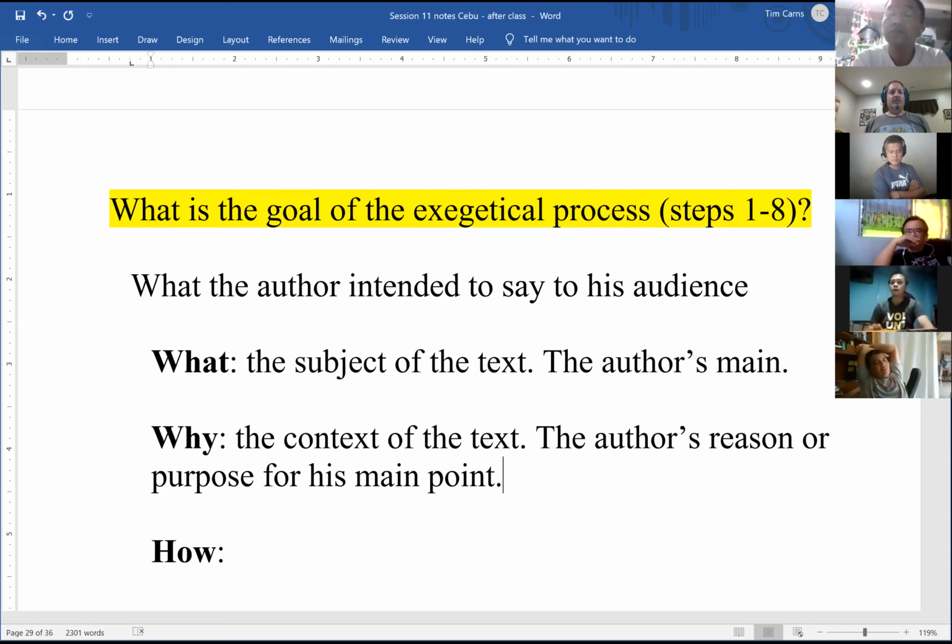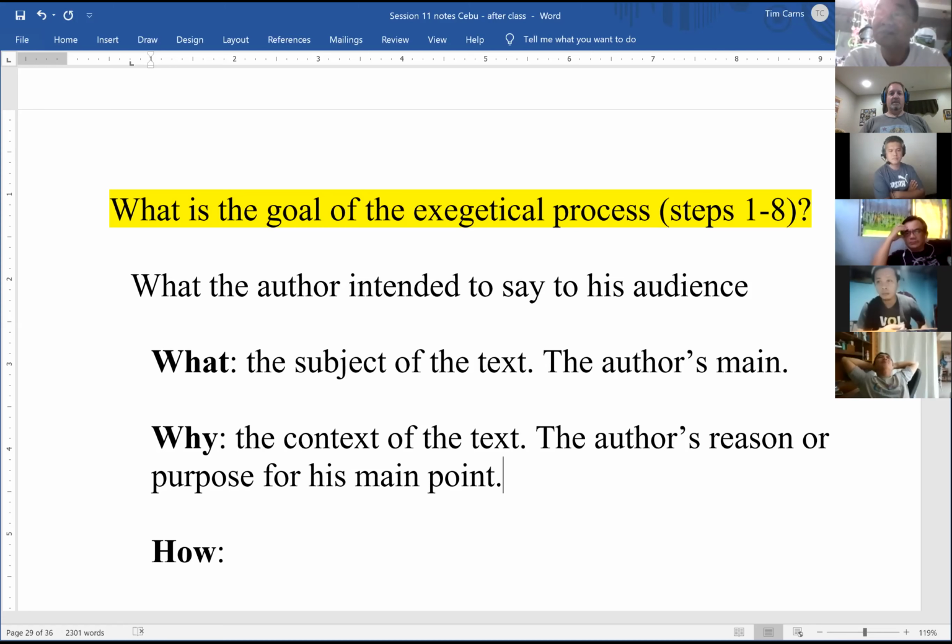Okay? You need to know the what. That's the subject matter of your text. And you need to know the why. That's the context, the reason that the author is addressing this particular topic. You must have both of those before you can accurately and clearly preach a passage. What is the point of this text? And why did the author give this point? Okay?